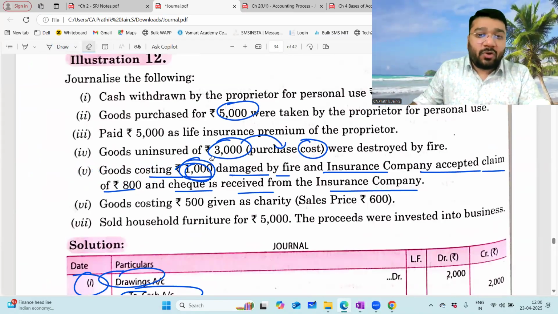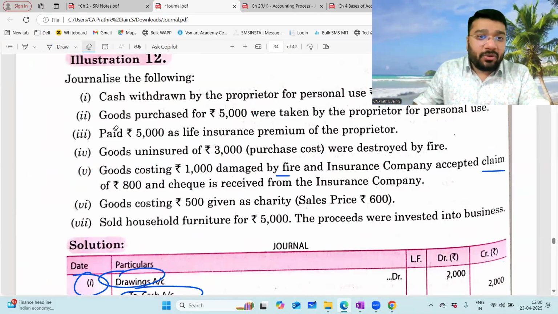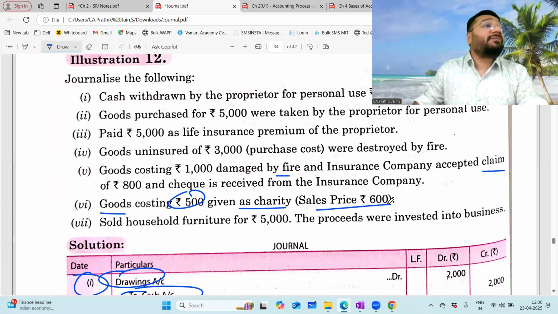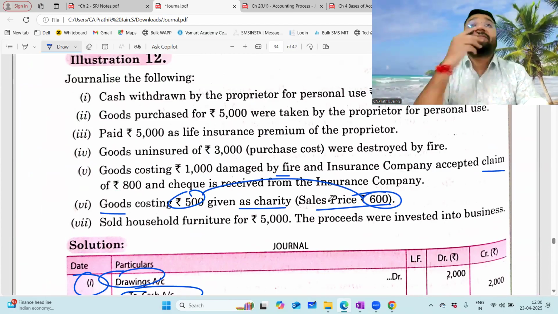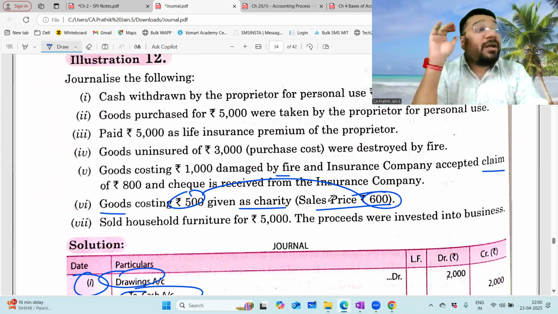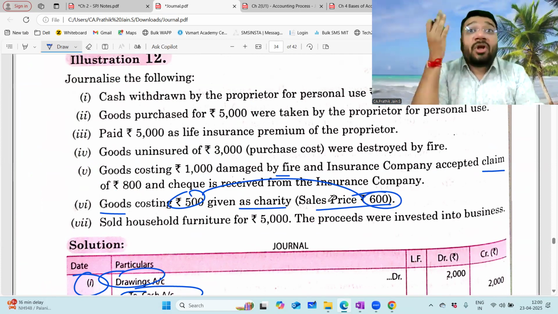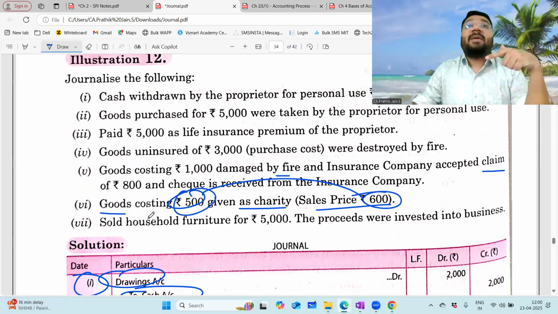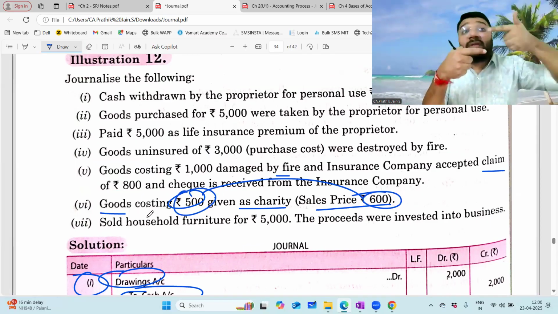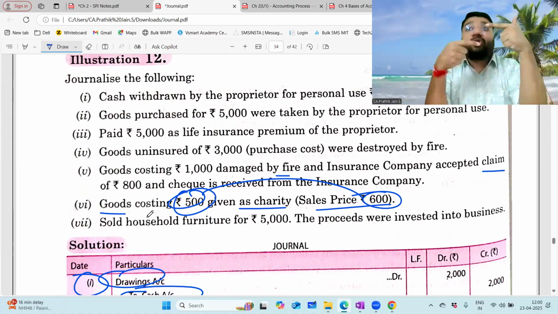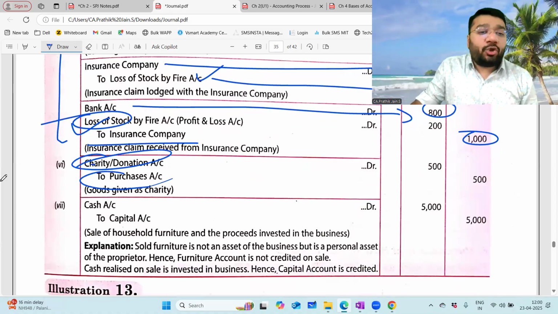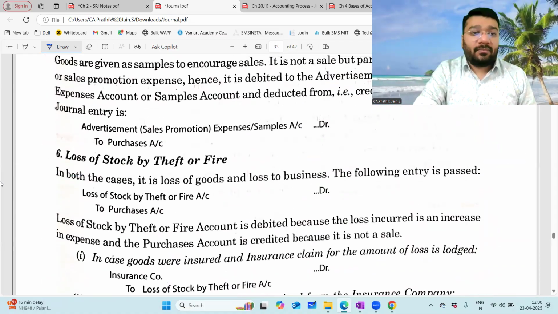No, sir. Okay. Now, goods costing 500 was given as charity. Sale price is 600. So will I take 500 or 600? I'll take 500 because what value did I record in the purchase account? Cost price. So cost price is how much? 500. So reverse the purchase by giving a credit. So to purchase. In place of the debit, what? Charity. Charity account debit to purchase account. Charity to purchase.